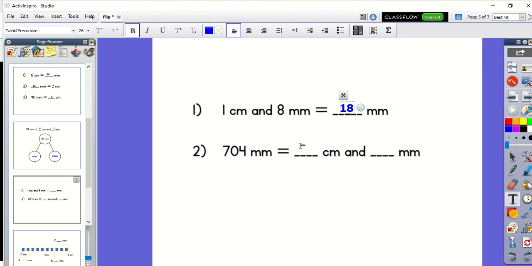704 millimetres, now that's a big one. With 700, I could make 70 centimetres. Because if 70 millimetres gives me 7 centimetres, then 700 millimetres must give me 70 centimetres. And then I've got 4 millimetres left over, so I just write the number 4. Well done if you got those right.